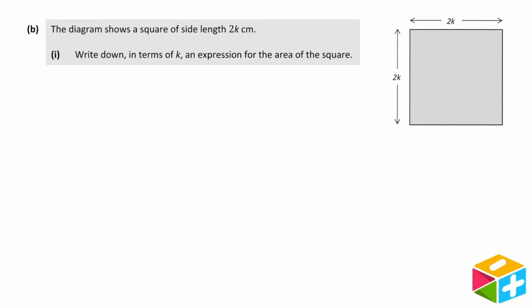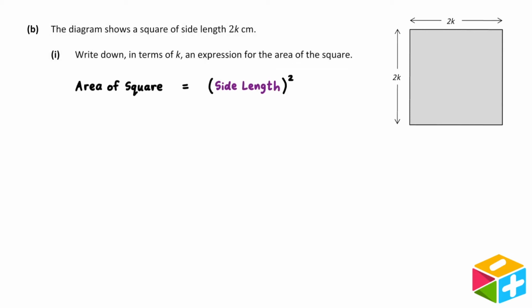Part B. The diagram shows a square of side length 2k centimeters. Write down, in terms of k, an expression for the area of the square. Finding the area of a square is quite simple. All we have to do is take the side length and square it.